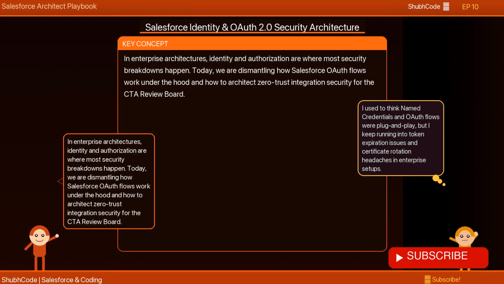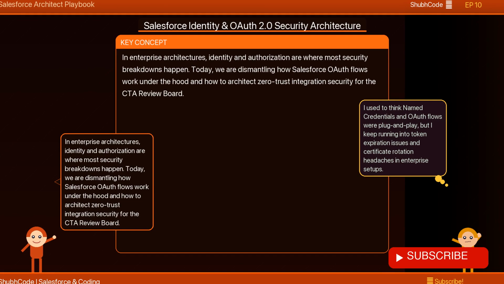Let me explain this simply. In enterprise architectures, identity and authorization are where most security breakdowns happen. Today, we are dismantling how Salesforce OAuth flows work under the hood and how to architect zero-trust integration security for the CTA review board. I used to think named credentials and OAuth flows were plug-and-play, but I keep running into token expiration issues and certificate rotation headaches in enterprise setups.